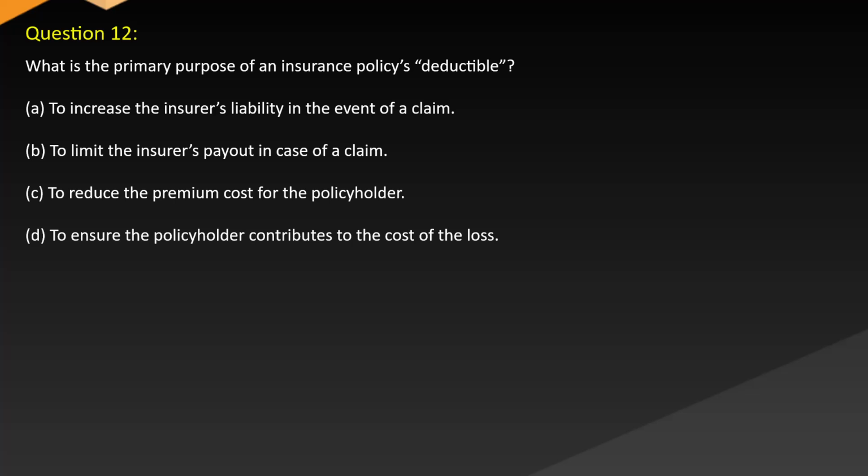Question 12. What is the primary purpose of an insurance policy's deductible? A. To increase the insurer's liability in the event of a claim. B. To limit the insurer's payout in case of a claim. C. To reduce the premium cost for the policyholder. D. To ensure the policyholder contributes to the cost of the loss.